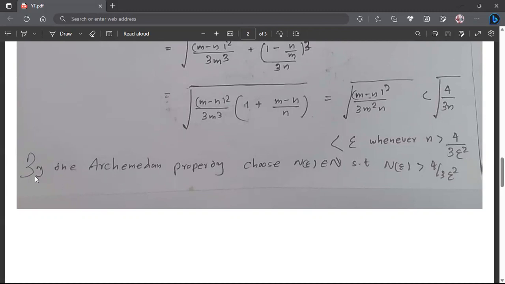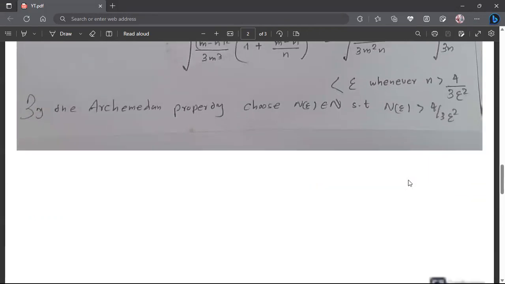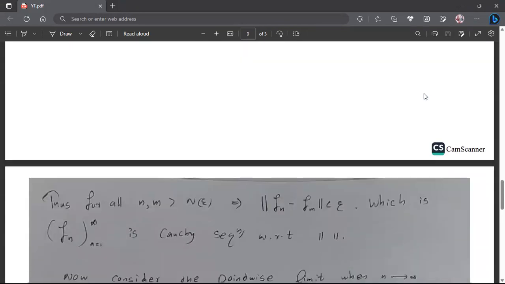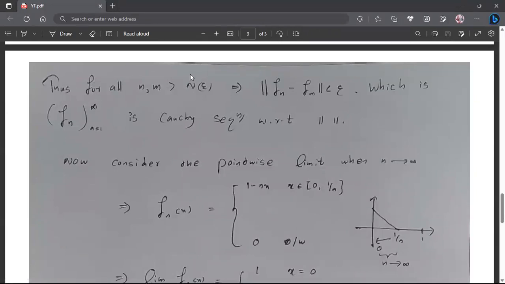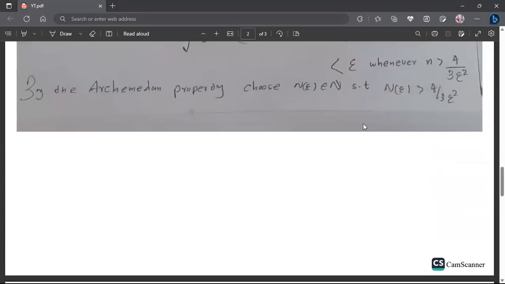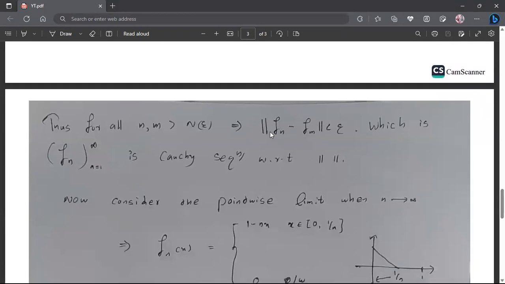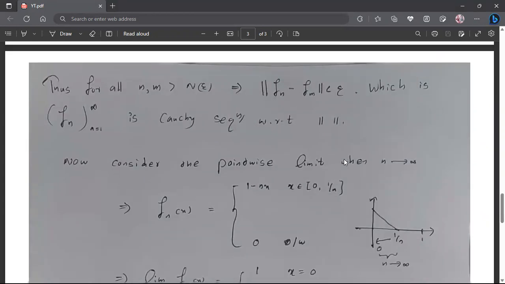Then our good old friend the Archimedean property: we choose a natural number which is greater than this real number. This is indeed a real number because epsilon is a real number. So by the Archimedean property we can get this inequality. Therefore, for all n and m greater than this specific natural number, we get the norm of fn minus fm less than epsilon, which by the epsilon-N definition means this sequence is indeed a Cauchy sequence with respect to the norm induced by the given inner product.